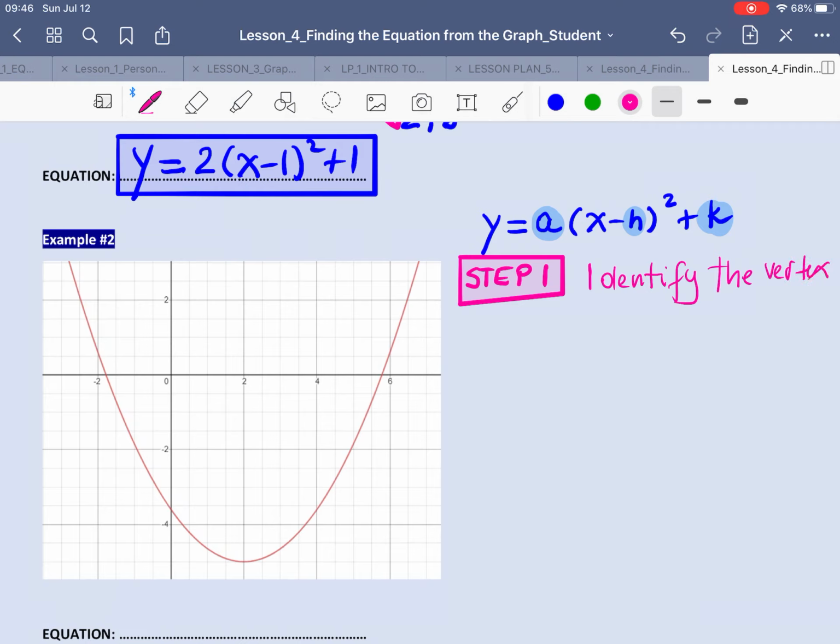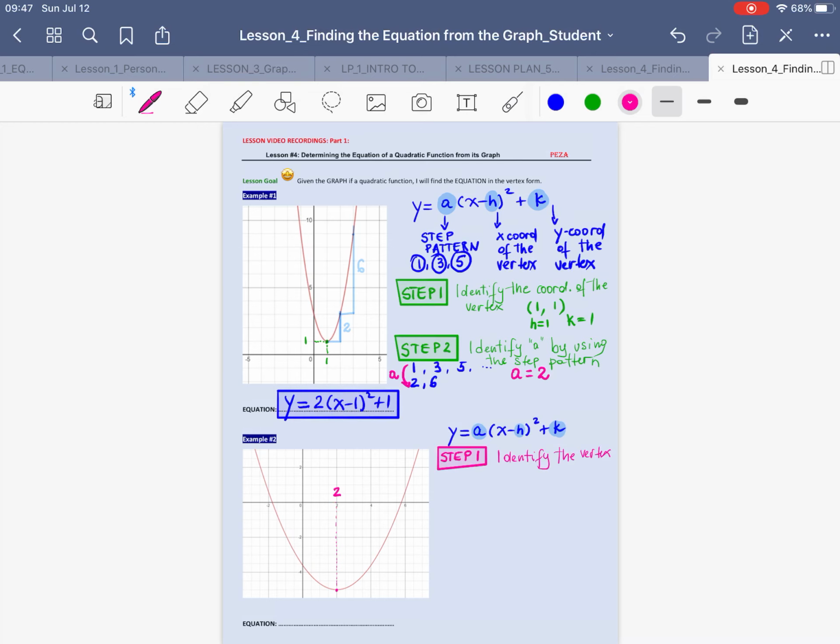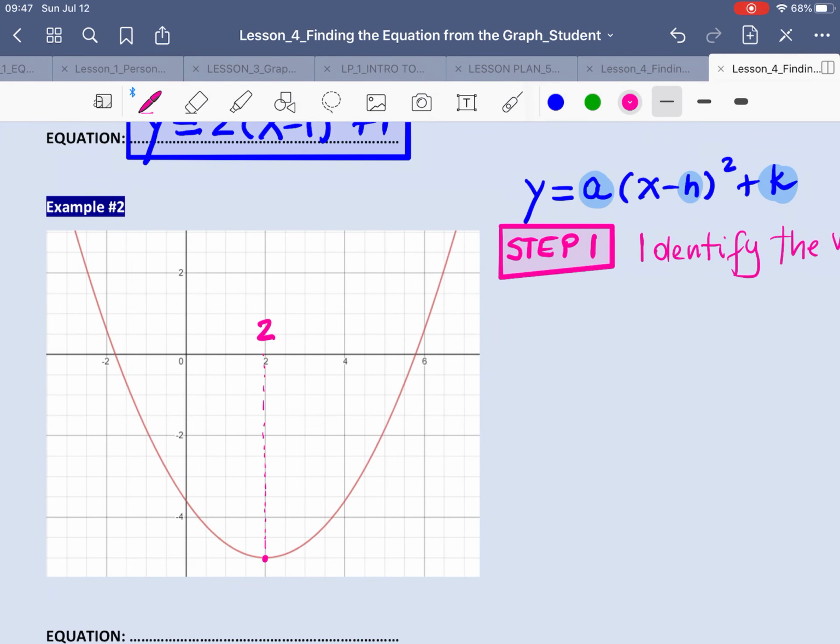And by looking at the graph, I can tell that the vertex, which is right at this point here, will have the x-coordinate. So to find the x-coordinate, you just drop a perpendicular on the x-axis. It's usually quite obvious. And the y-coordinate will be, sorry about that.